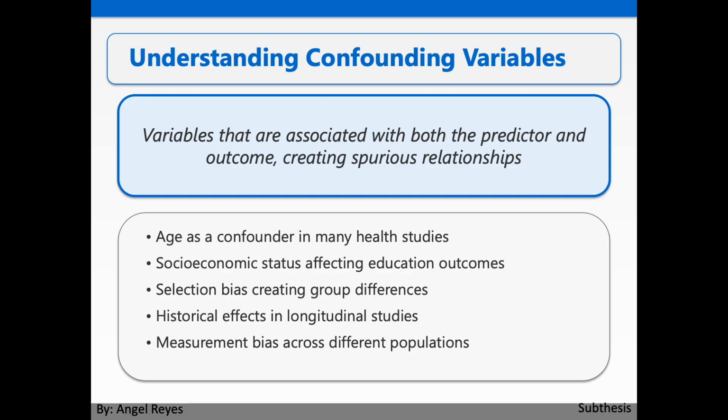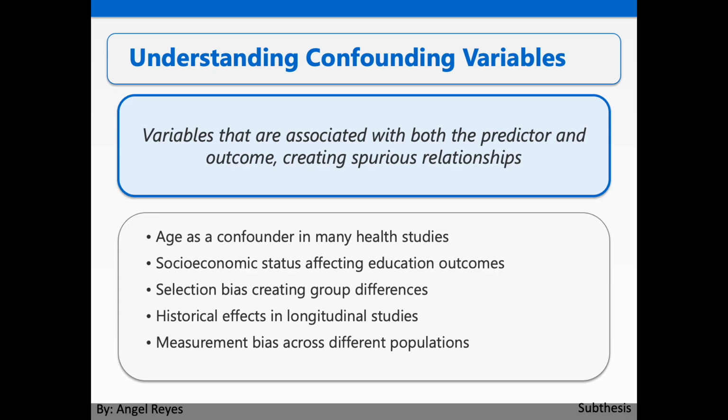Selection bias creates group differences that go beyond the variable we're interested in studying. People who volunteer for health programs might be more health conscious in general, not just more willing to participate in programs.